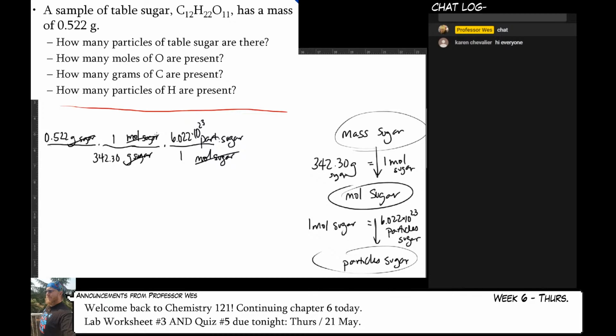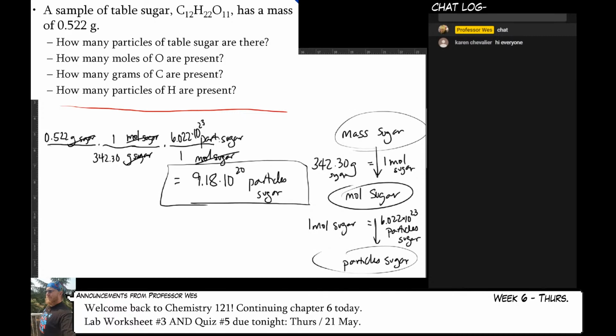So we punch it all in the calculator. And the answer I got for the first one was 9.18 times 10 to the 20 particles of sugar. And again, you can call it molecules, that's fine. Hopefully everybody got that when they did this problem over the last few days. All right, let's do the next one.